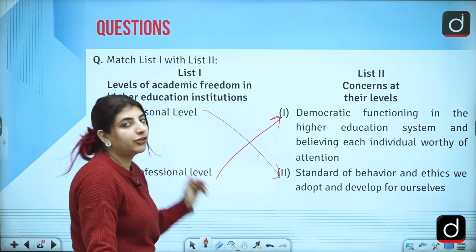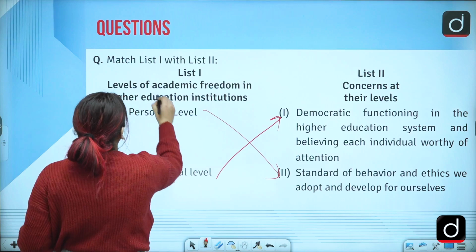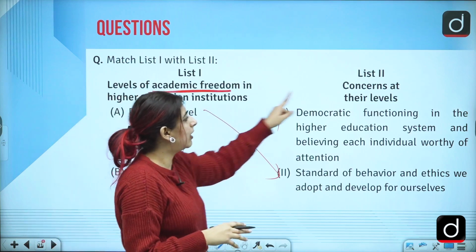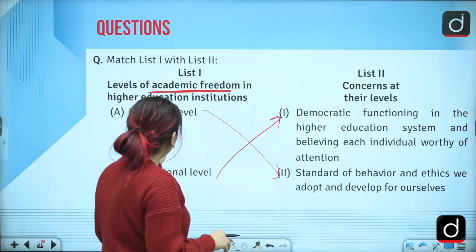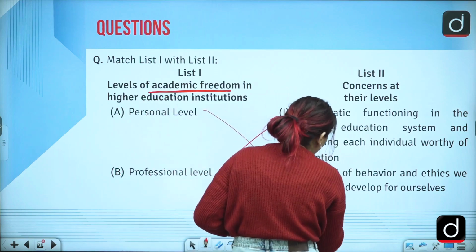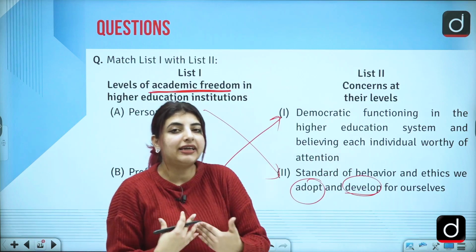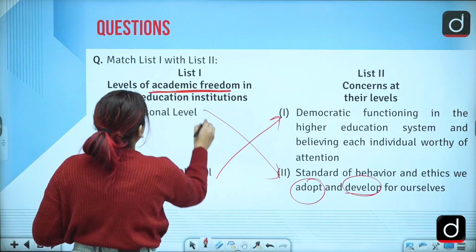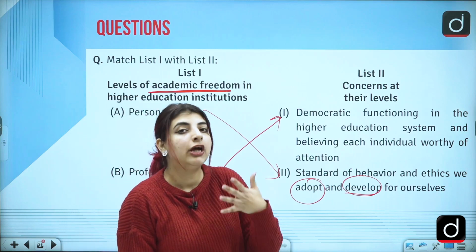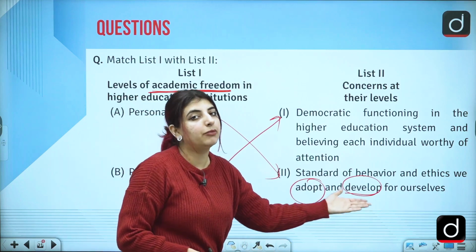that the institutions have. Personal level. So on a personal level, how is the academic freedom? How much academic freedom is there if we talk about concerns related to the personal level? Standard of behavior and ethics we adopt and develop for ourselves which are related to us. So that kind of personal development, the personal level, is the one in which we have the academic freedom to adopt what is given to us and change it and develop things for us which are provided to us.